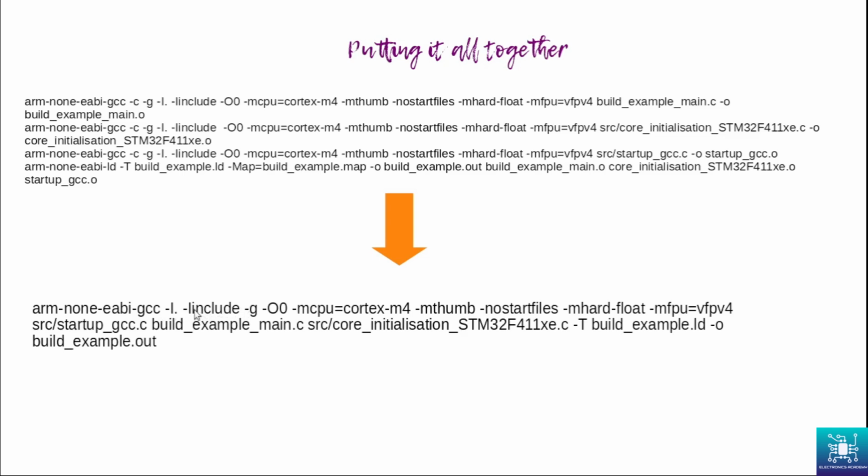That is, the include paths are fed into the compiler, and then you have -g -O0, and -mcpu=cortex-m4 -mthumb -nostartfiles, so on and so forth, and then the source files, and -T build/example.ld -o, and then the .out file.